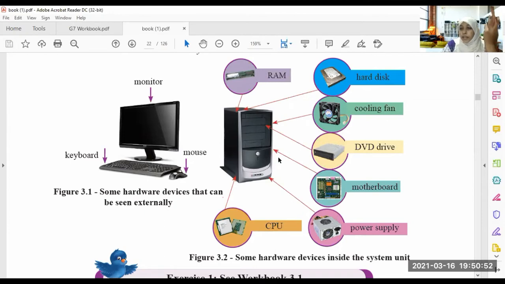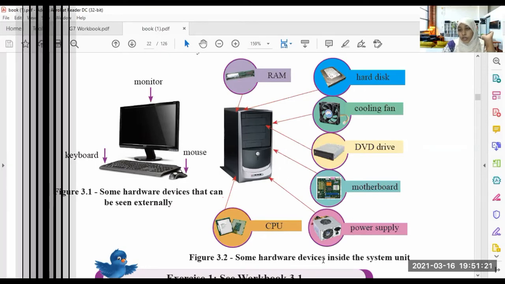Next, the power supply. Without the power supply, the computer won't work, right? Because we should supply power to the computer, right? So there should be a port on the computer to supply the power. So we use the power supply. And finally, the CPU, which is the important part of the computer system. Now you know the external hardware devices, which we can see outside the computer, and the internal hardware, which is inside the system unit.